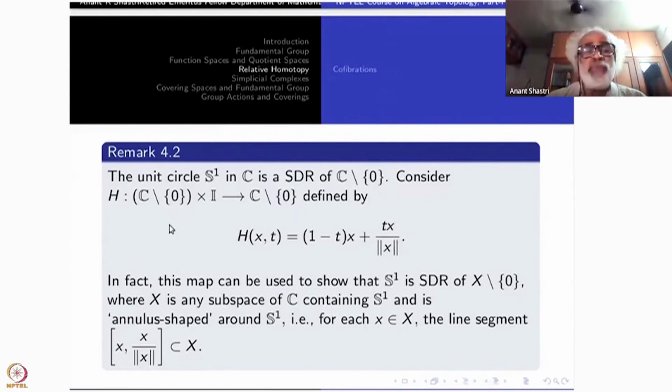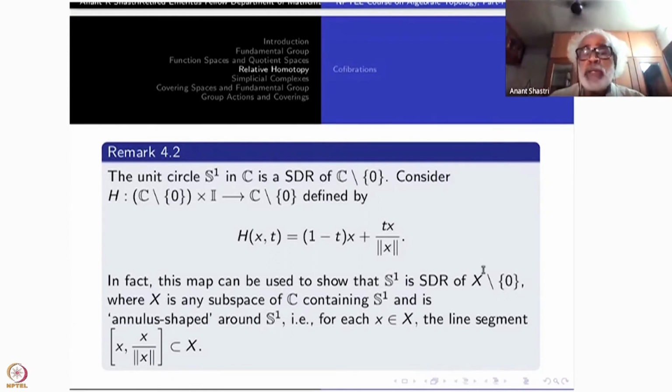So that is the map from C minus 0 or R2 minus 0 to the circle, x by norm x. I am joining that function x by norm x to the identity map x: 1 minus t times x plus t times x by norm x. Putting t equal to 0, this is the identity. Putting t equal to 1, it is the function which takes x to x by norm x, which is a retraction. If it's a unit vector already, x by norm x is equal to x. So it's a retraction and it's homotopic to the identity. Therefore, this is a deformation retraction.